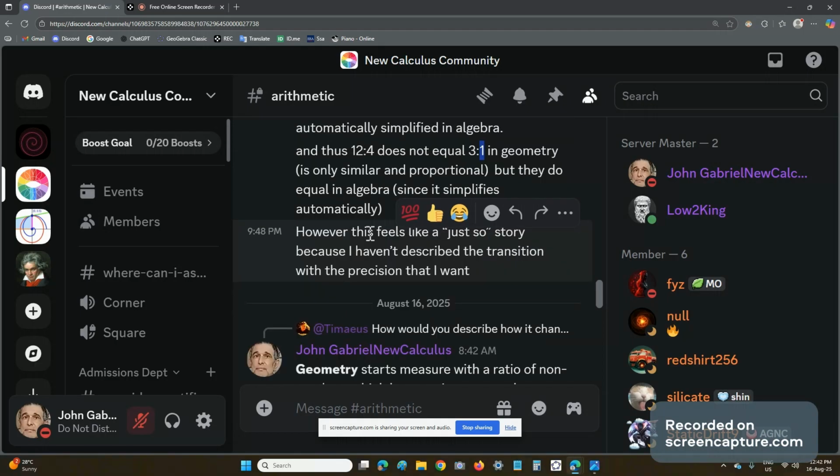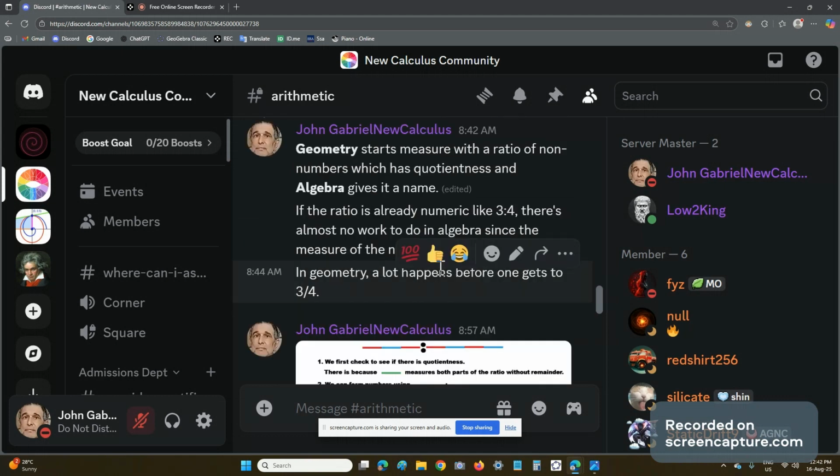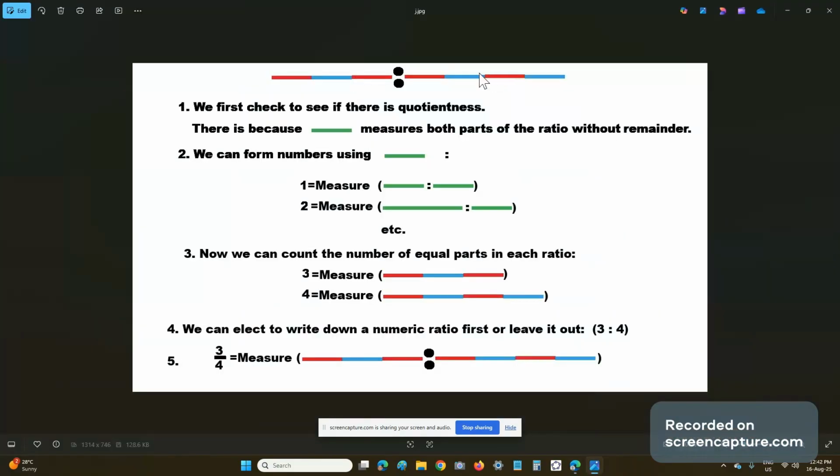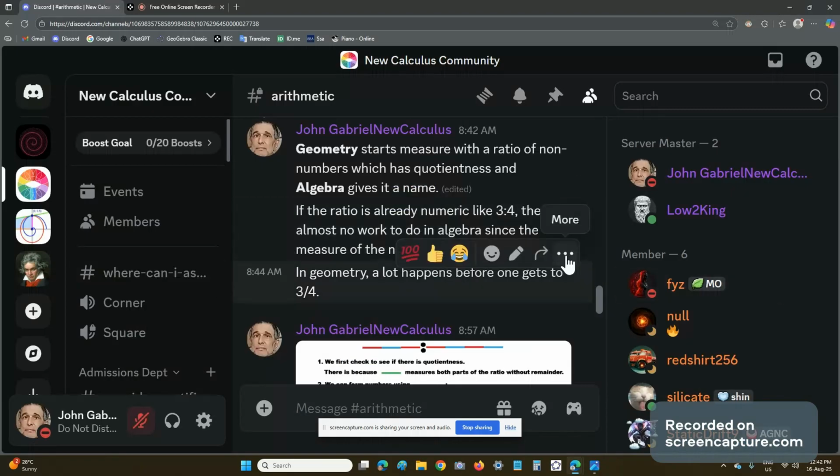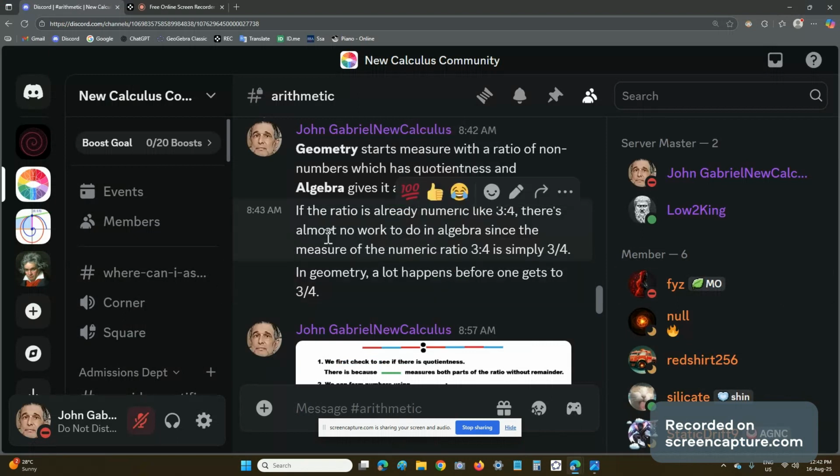And he says, however, this feels like a just-so story because I haven't described the transition with the precision that I want. What is he even talking about? Here's my answer to him. Geometry starts a measure with a ratio of non-numbers, which has quotientness, and algebra gives it a name. Non-numbers, see? These are non-numbers here, these lines. Do you see that? And eventually we give them a name, 3 over 4. Isn't that neat? Okay, if the ratio is already numeric, like 3:4, there's almost no work to do in algebra, since the measure of the numeric ratio 3 colon 4 is simply 3 over 4.